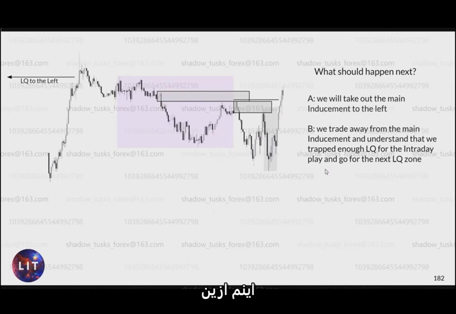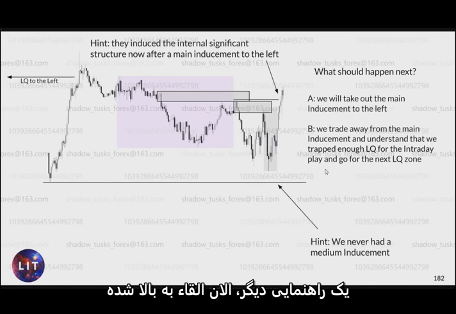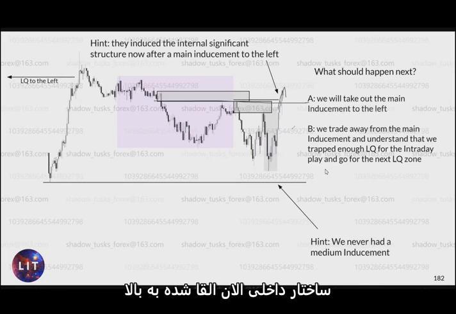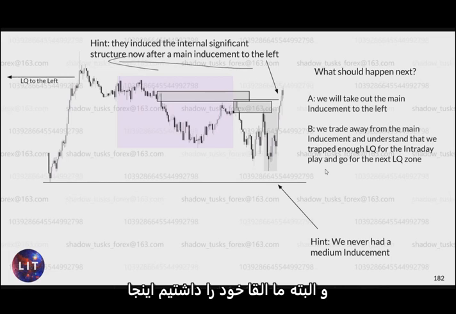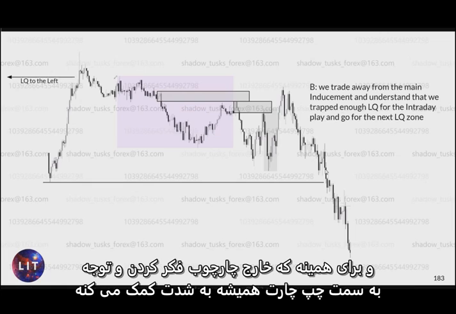There you go. So hint, we never had an inducement here. Right, another hint, they induced high now. The internal structure being induced high now. And of course, we had our inducement in here. So guess what's going to happen? We finish, of course, the cycle like this. Right, and that's where thinking outside the box, always looking to the left, will help you significantly as well.